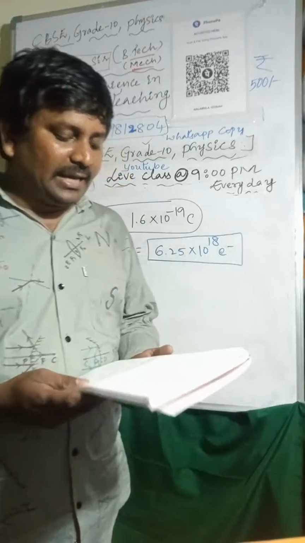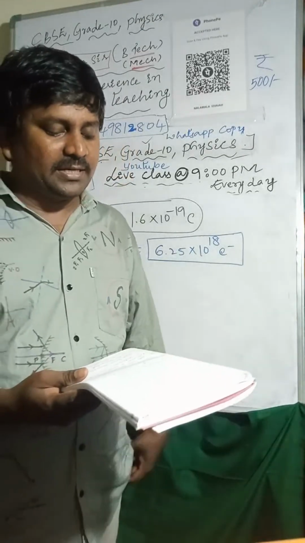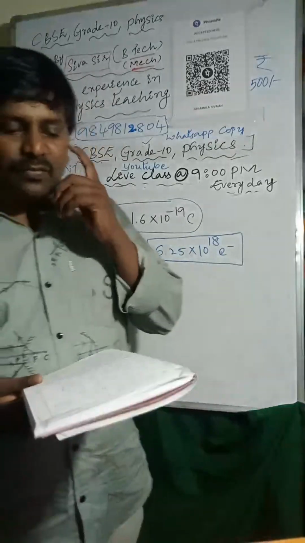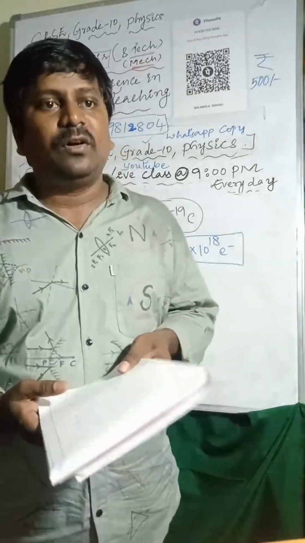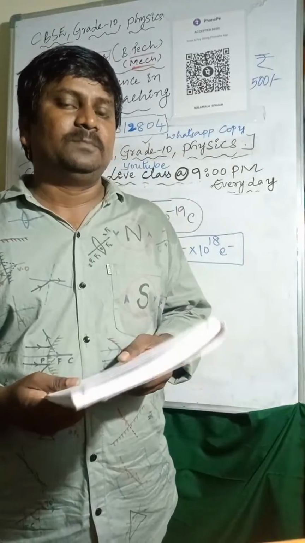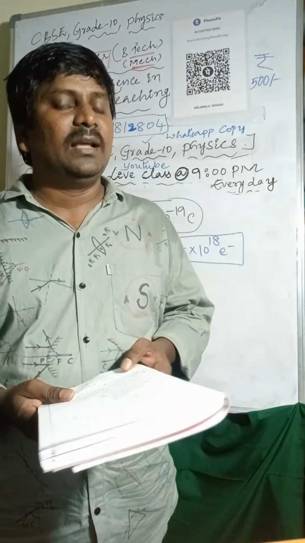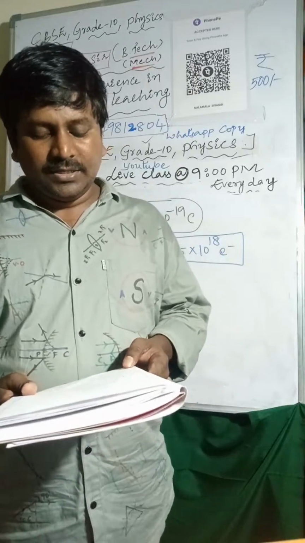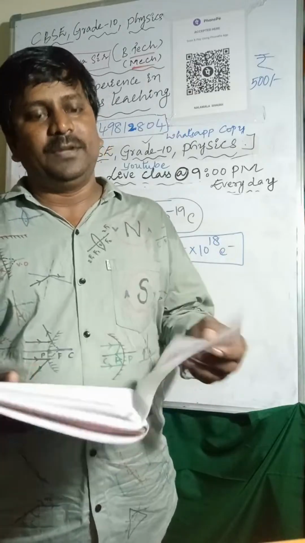So define electric current and the SI unit of electric current. The rate of flow of charge is called electric current. The SI unit of electric current is ampere.